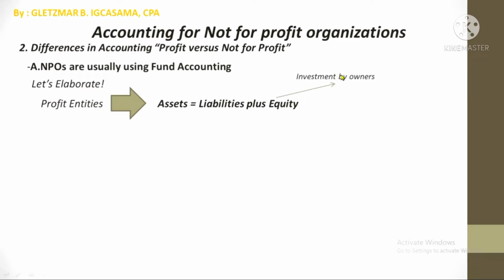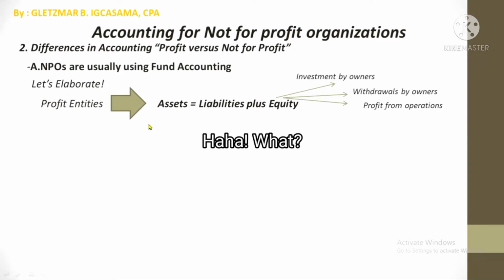Equity is mainly increased by investment from the owners and mainly decreased by withdrawals by the same owners also. But sometimes it is also increased by profit from the operations of the business organization itself. But sometimes the equity can be decreased by a net loss if the expenses exceed revenues. You already know that, right? Since you know that, let's go to the NPOs.